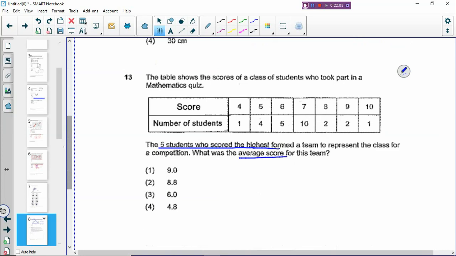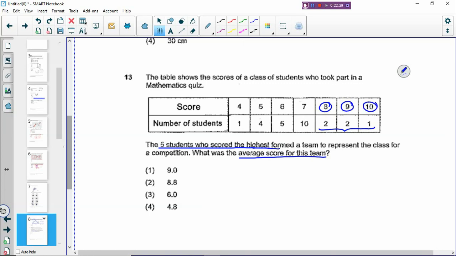So what was the average score for this team? You have to look for the 5 students who scored the highest. So where are they? They are those who are in the range where you have more points. For example, you look at the 5 students. They must be over here, right? And how do you know that? Because they must be the students who score very high points, 8, 9, and 10 points.